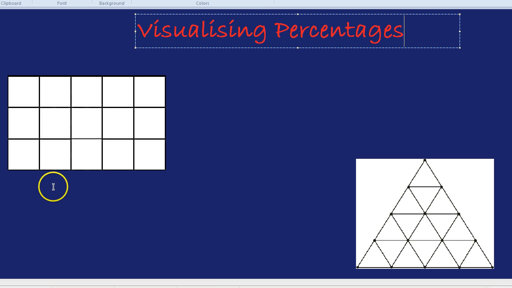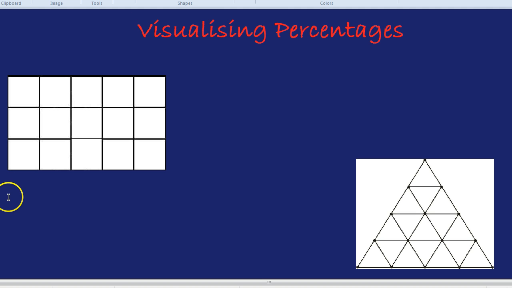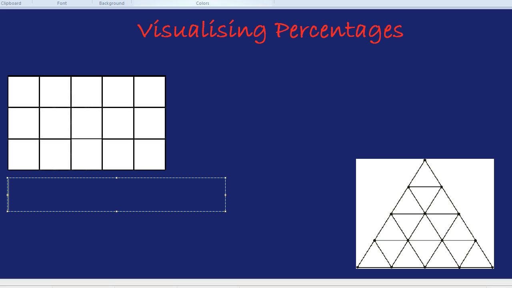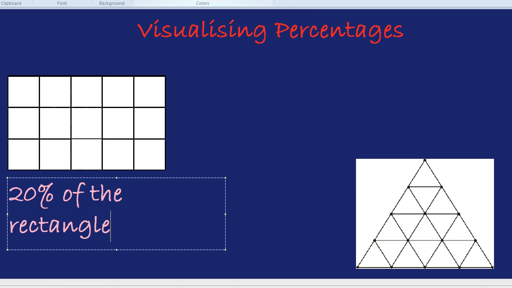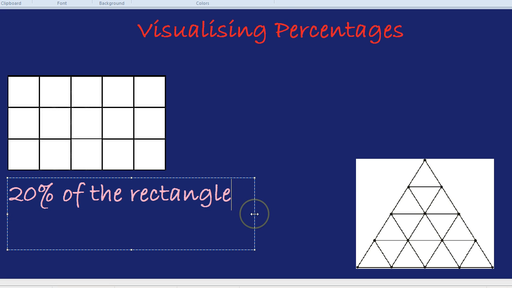Let's take the shape to the left. If you were told that each box is the same size and you needed to find 20% of that whole rectangle and shade it in, how would we find 20% of the rectangle? The first step is we need to know how many squares there are in order to find 20% of them. There are 5 columns and 3 rows. 5 times 3 is 15, so we need to find 20% of 15.